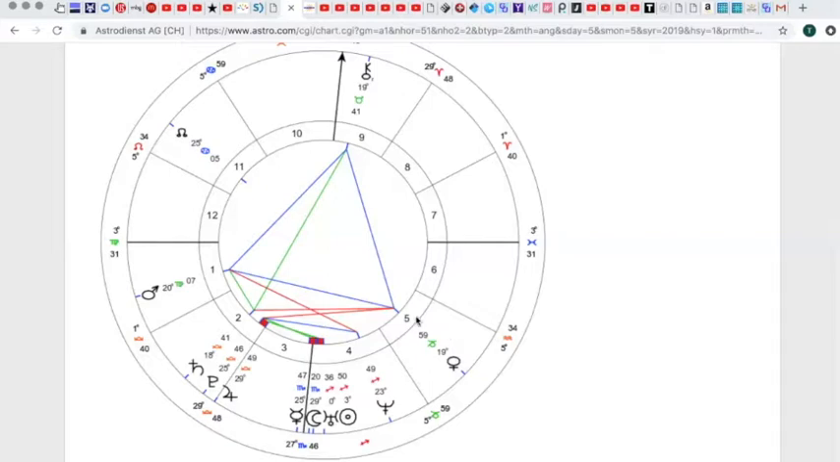Now, a couple of things that could happen with your second house ruler being in the fifth is that you could at some point be drawn to some kind of speculation to make money, because the fifth house is also the house of speculation or gambling and that sort of thing. Although the Capricorn part would be saying, and the Venus is not a risk-oriented planet, really. And Venus is not going out there and aggressively hunting risk.